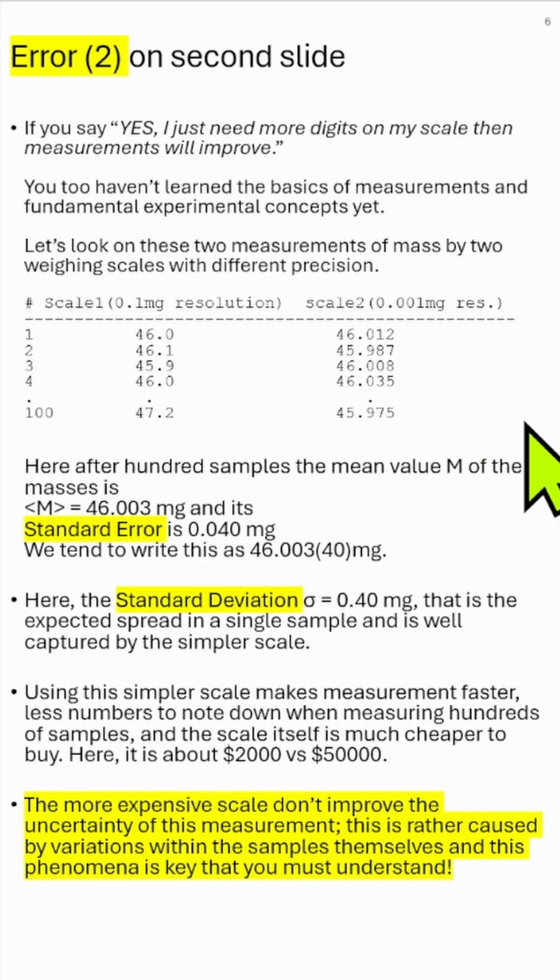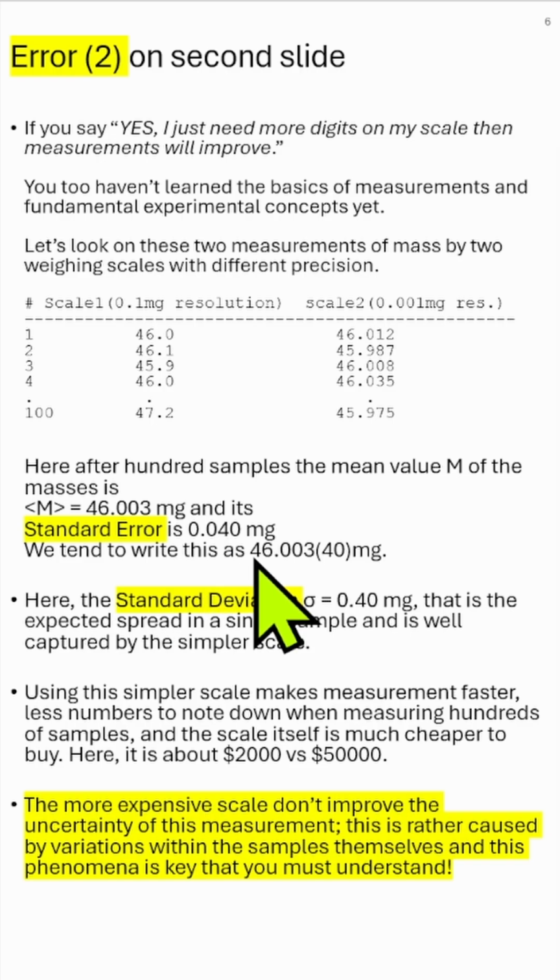If we do some statistical calculation on this, we can calculate the mean value m, right? Usually we write that in statistics with angular brackets around the m, meaning the mean value. In this case it becomes 46.003 milligram. Then we can calculate something called the standard error, which in this case is 0.040 milligram.